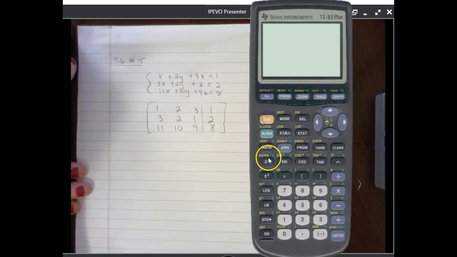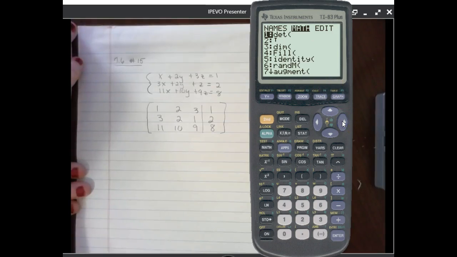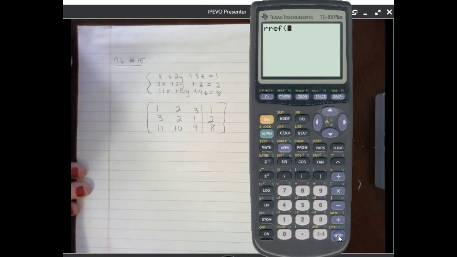We're going to go back to where our matrices are, and you can see now I have a 3 by 4. So there's my matrix. I'm going to scroll over to math, and I'm going to arrow up or down, it really doesn't matter which way, until I see RREF. That's reduced row echelon form. This is going to do that Gauss-Jordan elimination for us. It's going to give us our reduced row echelon form matrix. So that's what I want to do. Click enter, go back to matrix.